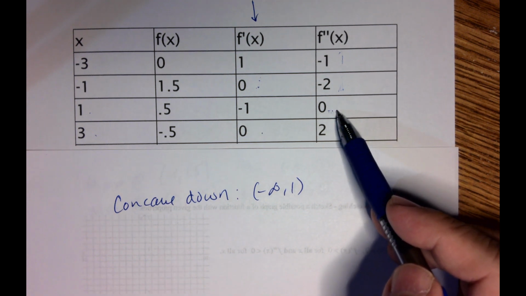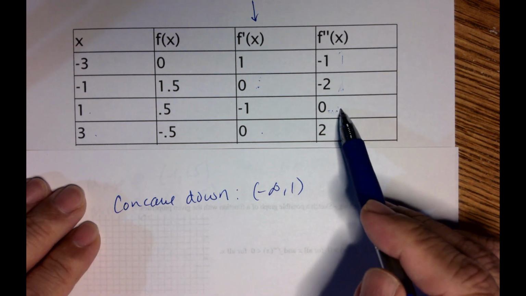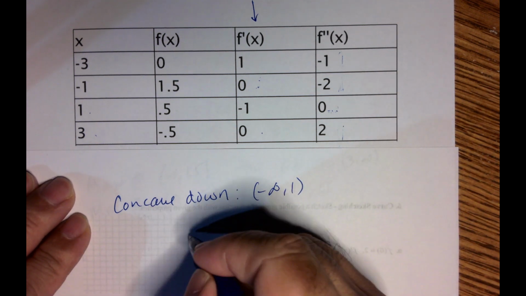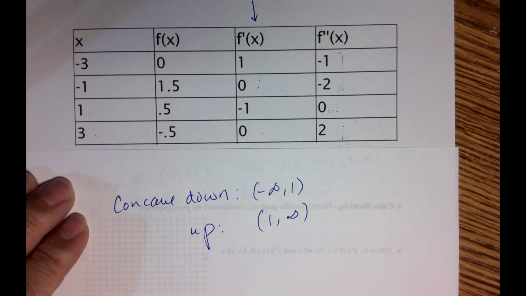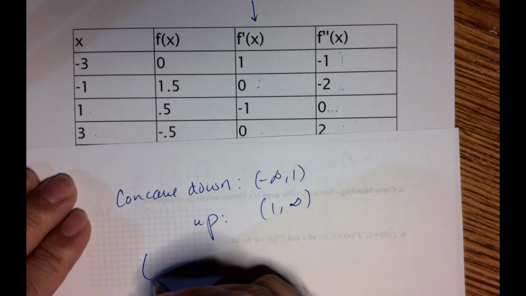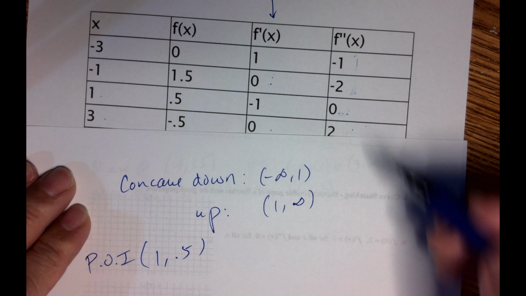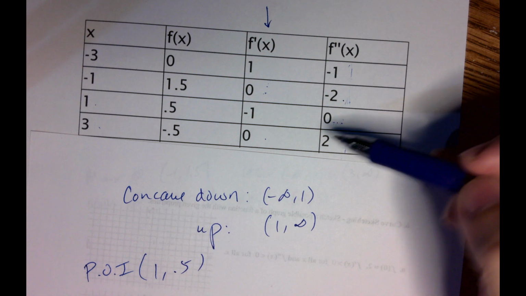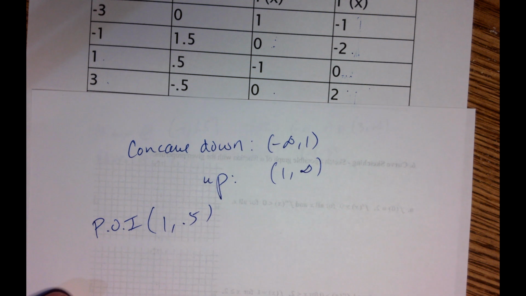Oh, I'm sorry, I should have pointed that out first. You're looking for where the second derivative is 0, and one side is going to be positive or negative, hopefully. And it's concave up on this side, so from 1 to infinity, it's concave up. So that makes x equals 1 a point of inflection. The point of inflection is (1, 0.5), because the concavity changes from negative to positive at x equals 1.